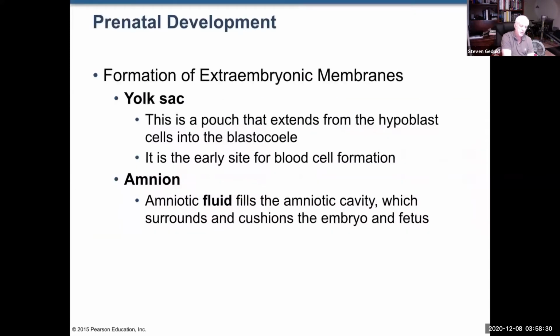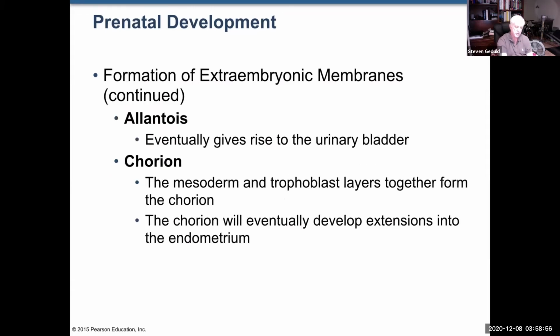Okay, the yolk sac. What the yolk sac is going to do, it extends from the hypoblast cells into the blastocele. It's the early site of blood cell formation. The amnion is amniotic fluid, which fills your amniotic cavity. This surrounds the fetus with a liquid and helps protect the fetus and cushions it from any movements. That's your amnion. The allantois gives rise to your urinary bladder.